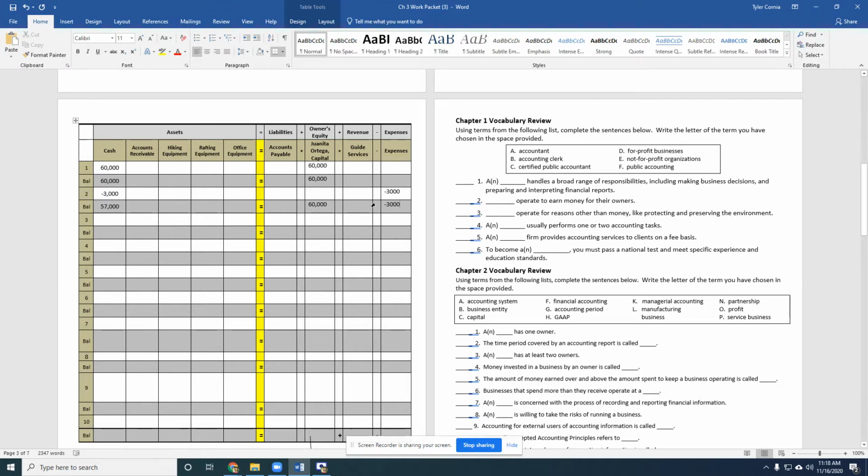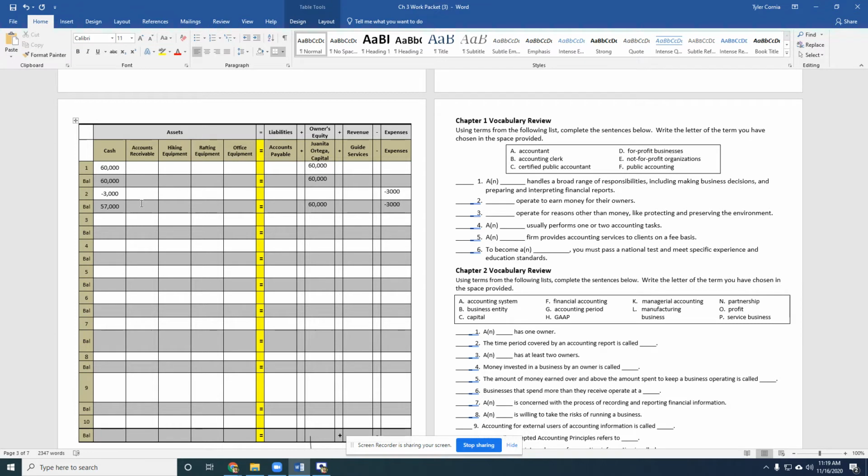Okay, and so we can see here what would happen if I was trying to balance it. Assets always equals liabilities plus owner's equity, plus revenue minus expenses. So 57,000 equals 60,000 minus 3,000, which would be 57, right? So that balances, so we're good.